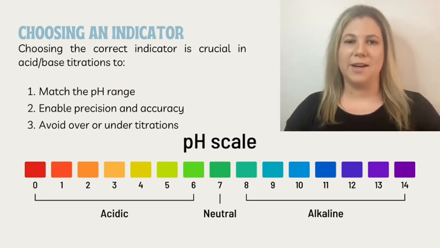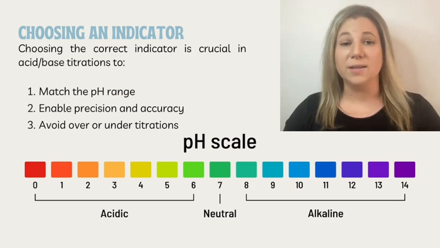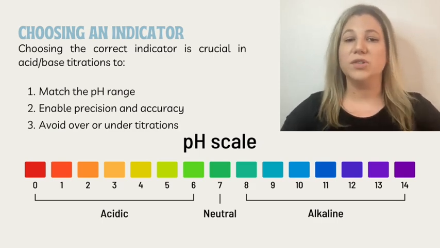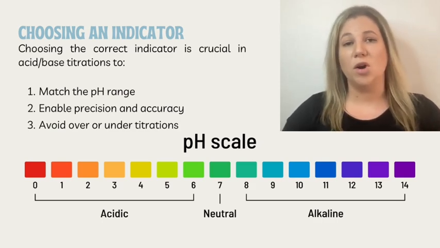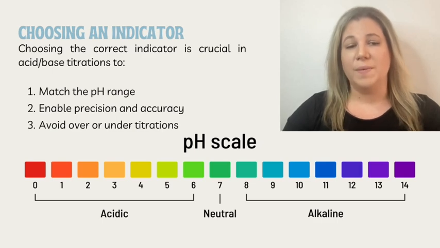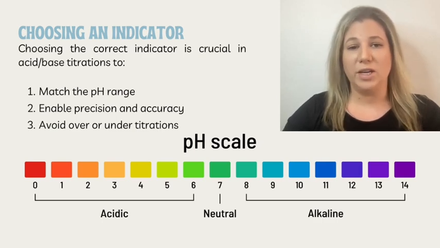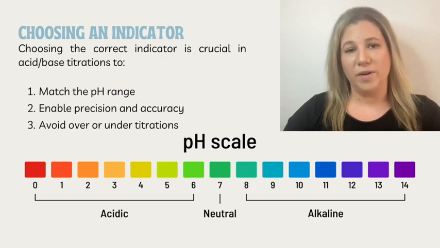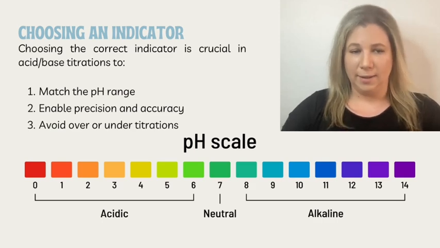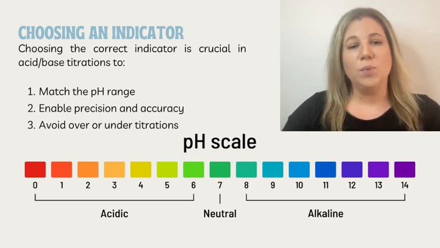Choosing the correct indicator is crucial in acid-base titrations because the indicator serves as a visual signal to determine the endpoint of the titration. So remember that the endpoint is the point in the titration at which the amount of titrant added is stoichiometrically equivalent to the amount of analyte. There are some really important considerations we have to make when we are choosing an indicator.